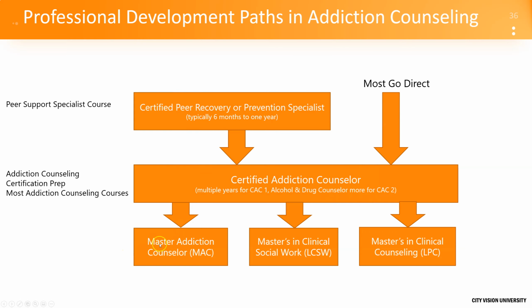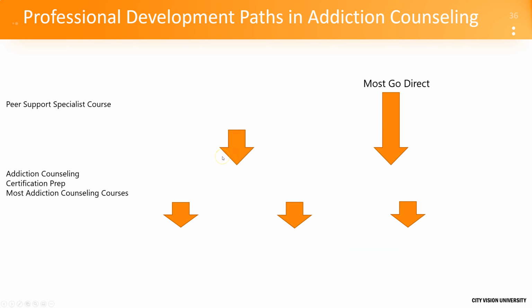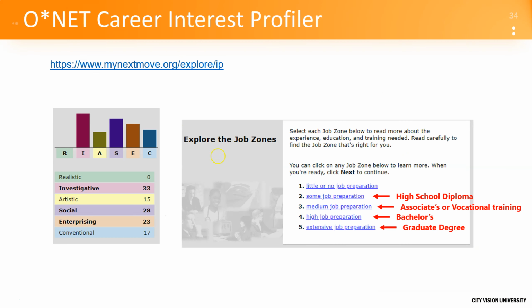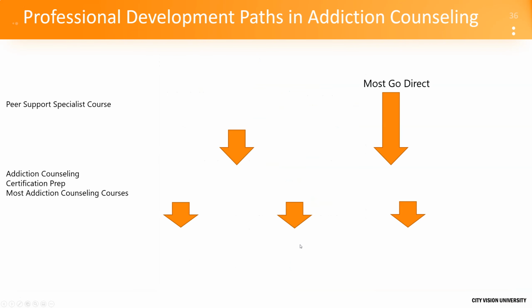Beyond that, you can get a master addiction counselor credential, a master's in clinical social work, or a master's in clinical counseling. Most students will go directly for the certified addiction counselor. So this is an example of a career path. And what you want to do, going back to the previous slide, is start to explore your career path. You might say, okay, I might be getting an associate's, but what would it look like if I got a graduate degree? What options might that open up to me?